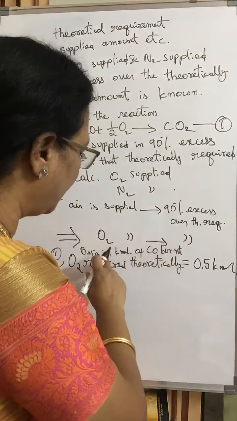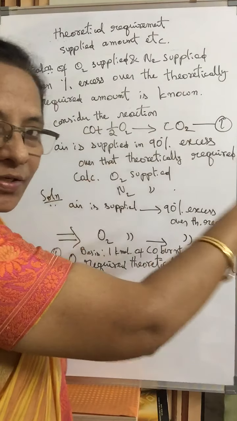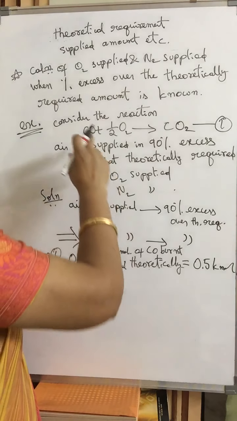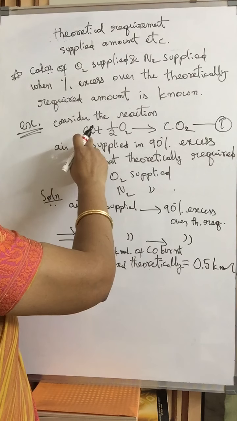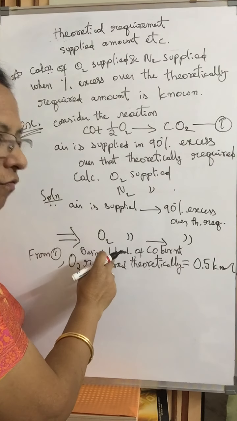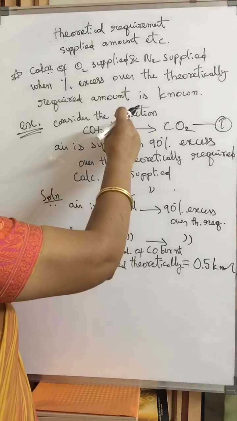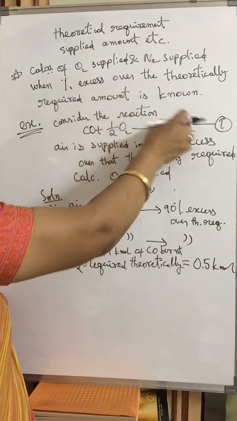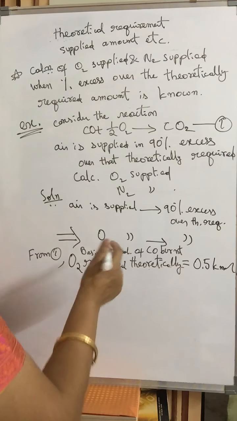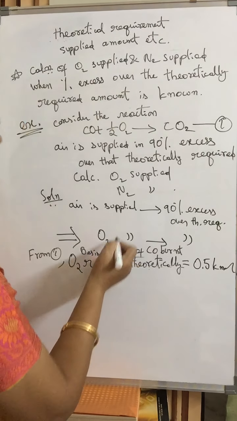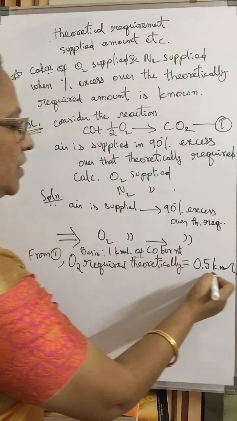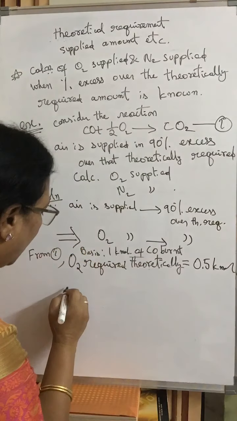You take the basis according to the stoichiometry, then your calculations will be easy. Because 1 mole is appearing here, you take 1 mole only. If you have 4 moles, you take 4 moles. Then directly you can pick out the number of moles of other components from the stoichiometric equation. That is why usually try to select the basis which is there in the stoichiometric equation.